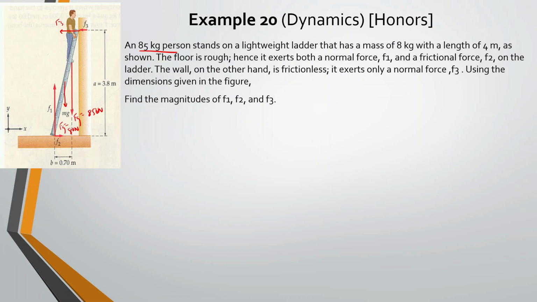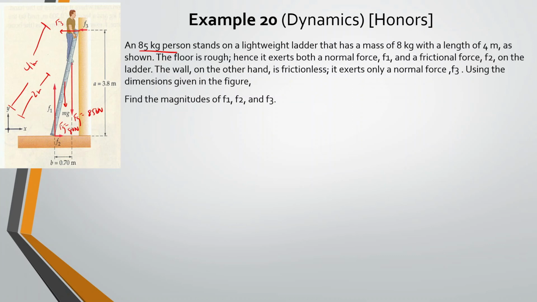All right, let's figure this out. So, looking at this problem, we know this whole ladder is 4 meters long, so that means this is going to be 2 meters, halfway through the ladder. We know that this person is up 3.8 meters, but we don't know where he is exactly.